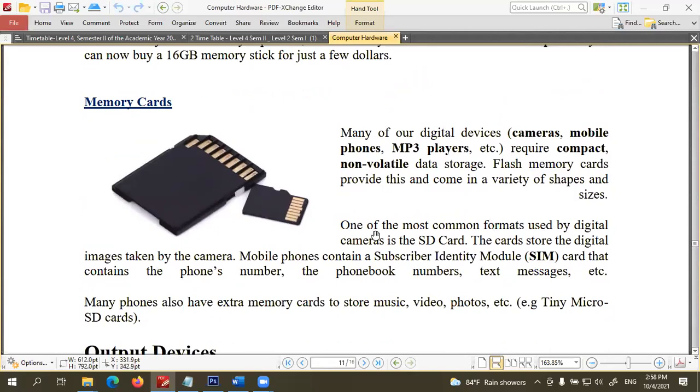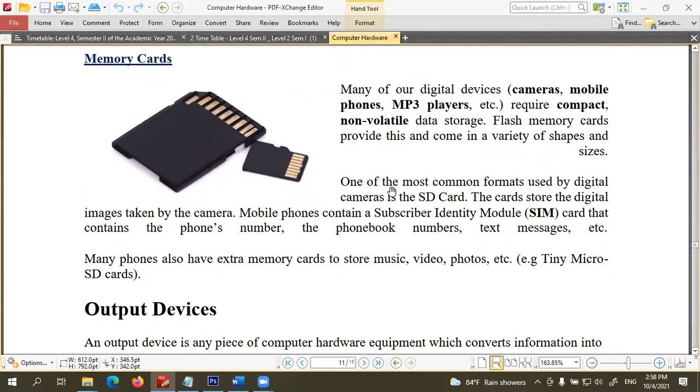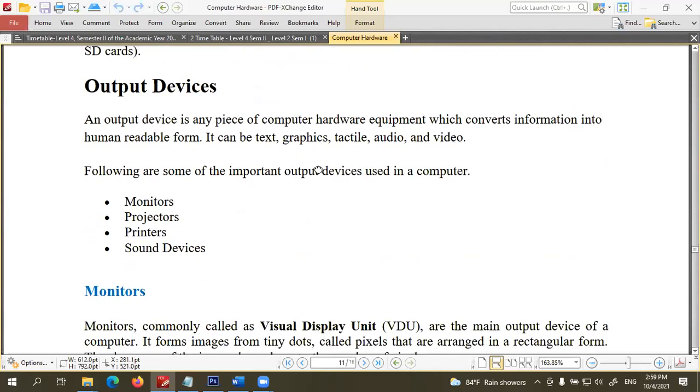Then children, memory cards. This is also a method of storing data in electronic format. 8 GB, 16 GB, 32, 64, 128. Those capacities are there. You can store such an amount of data in this small memory card, right? Right. After that, we're going to discuss output devices. Before that, if you have any questions regarding these memory devices, you can raise them now.